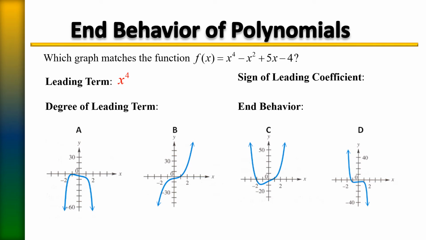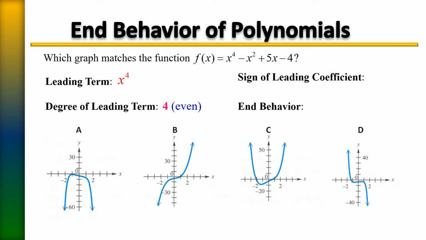Well, what is the sign of the leading coefficient? We recall that when we don't see anything in front in terms of a numerical value, we understand there to be a 1 there. So the sign of the leading coefficient, that 1, is positive. As far as the degree of the polynomial, out of all the degrees, the highest degree is 4. That is a 4th degree polynomial. 4 is an even number.